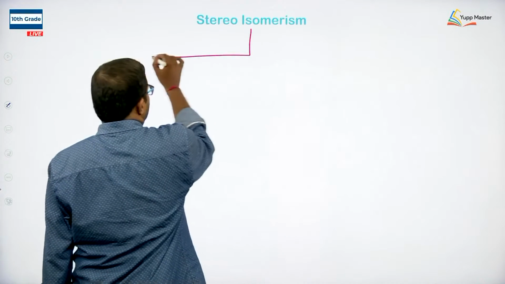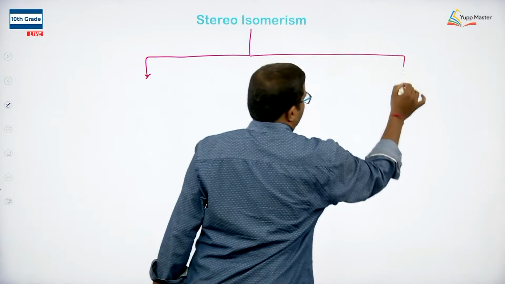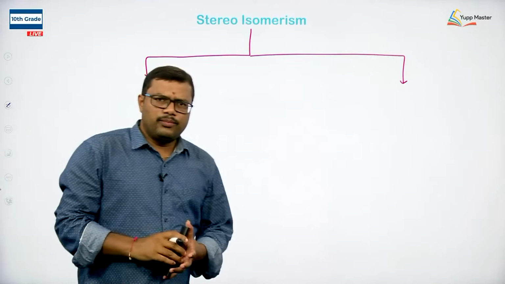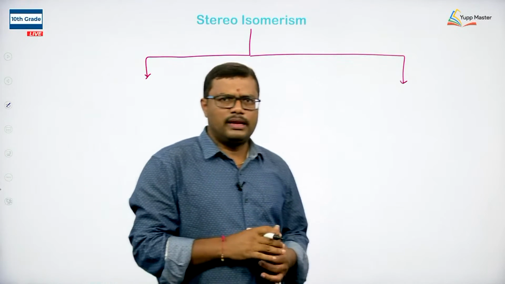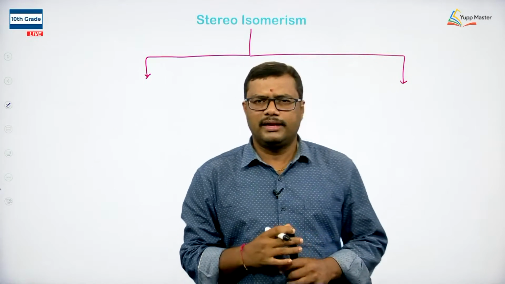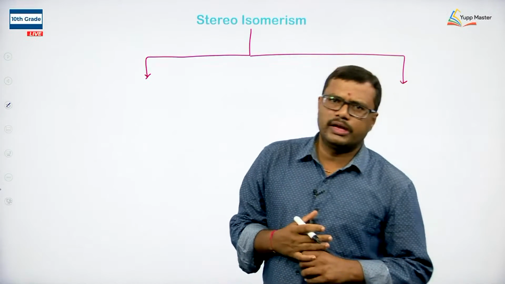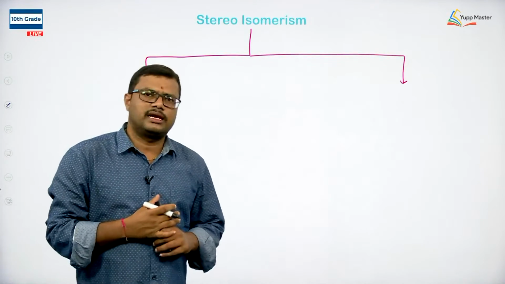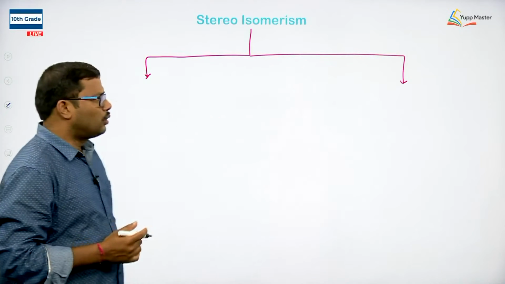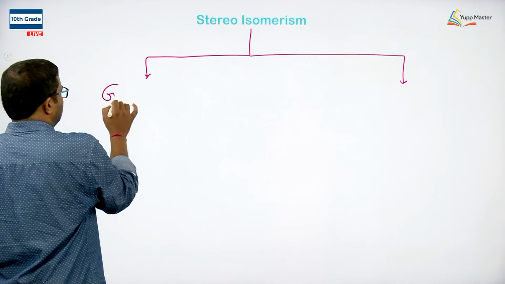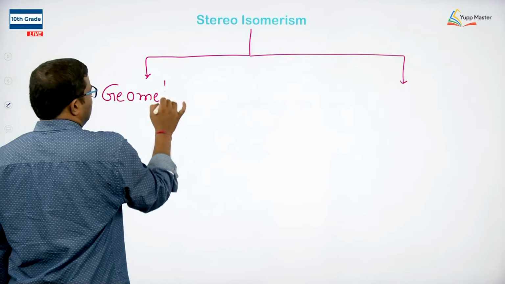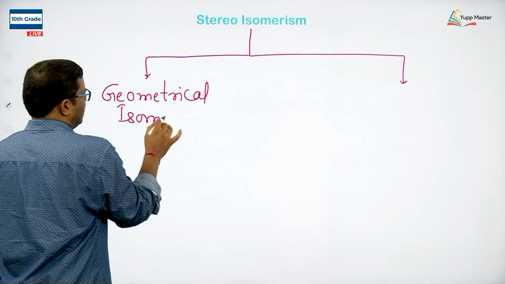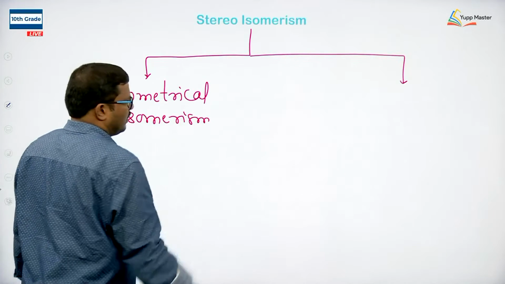In the case of stereoisomerism, as we have discussed, what is stereoisomerism? These are organic compounds having the same chemical formula, but there will be a difference in the spatial orientation of the atoms attached in 3-dimensional space around the central atom, and thereby we get two different types of isomerism. One is geometrical isomerism.